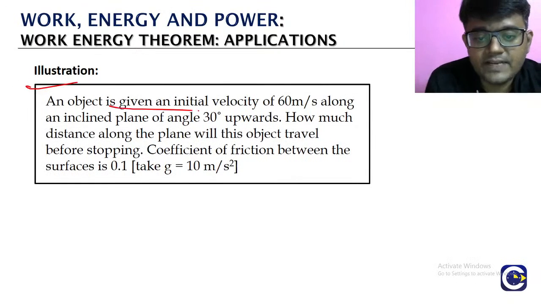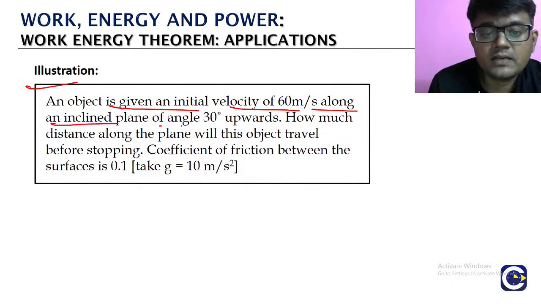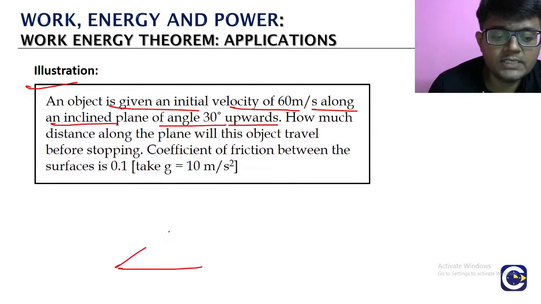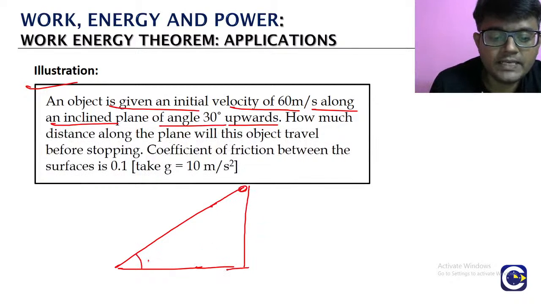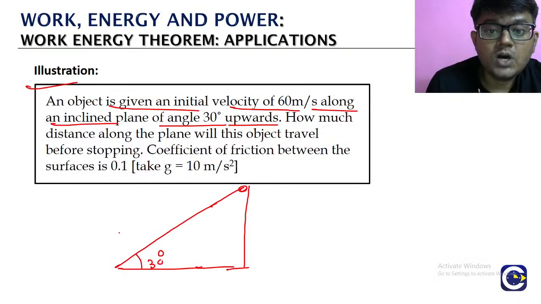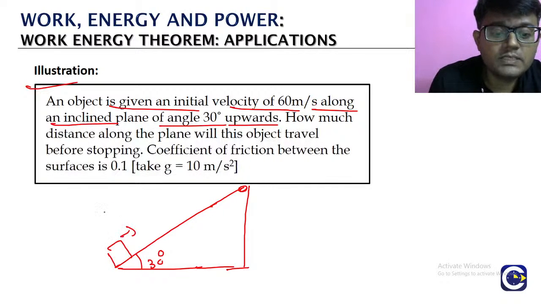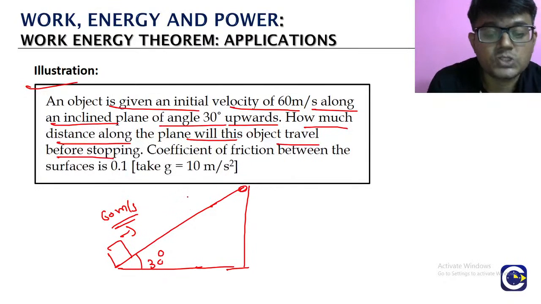An object is given an initial velocity of 60 meter per second along an inclined plane of 30 degrees. So look at the inclined plane. The angle of the inclined plane is 30. The object is given an initial velocity of 60 meter per second along the inclined plane, which means we are assuming it to be moving up. How much distance along the plane will this object travel before stopping?